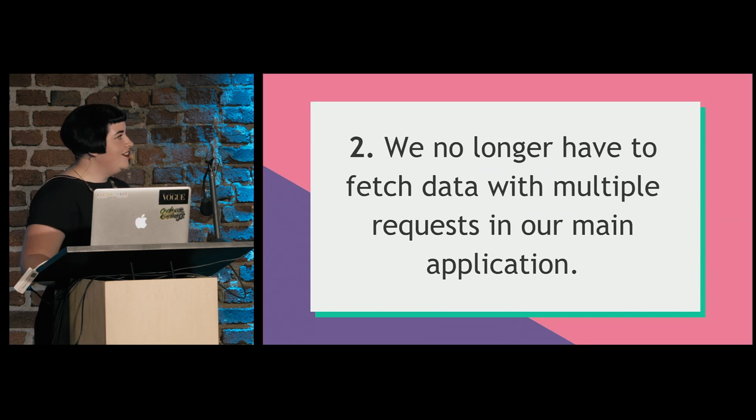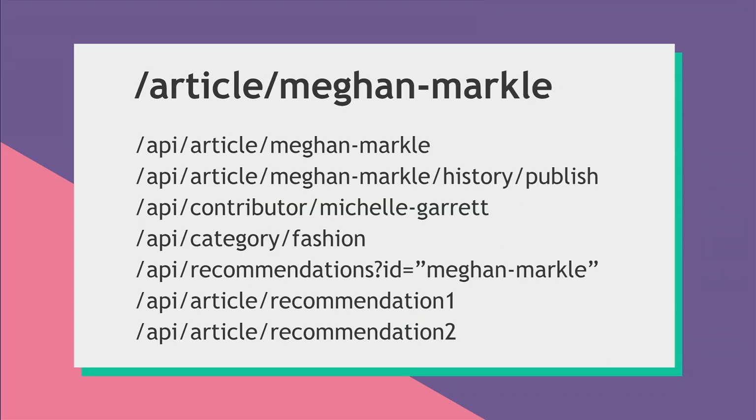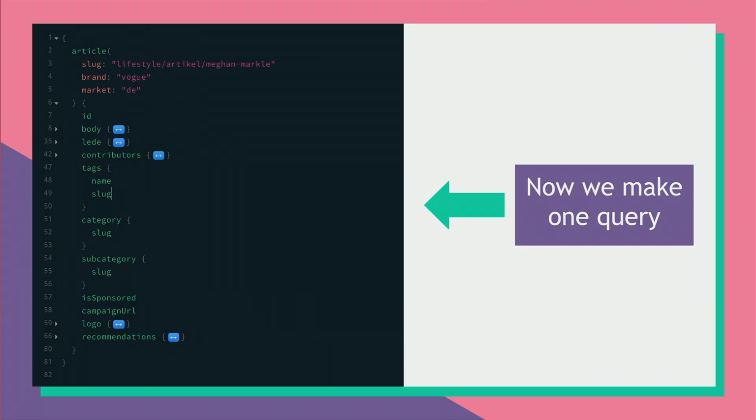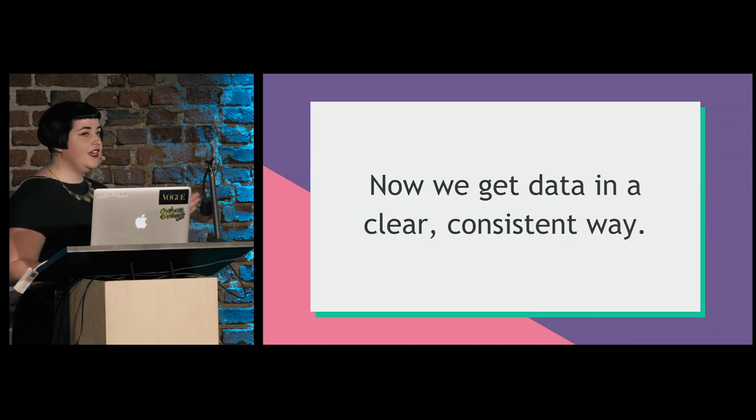Another benefit is that we no longer have to fetch data with multiple requests inside our main application. So if you remember the Meghan Markle incident from earlier, now, instead of making all those requests, we make a single query. We write a list of the data that we want. So say we want the ID, the body, the tags, the categories, and various other things. We want the recommendations. And it will give us that data, no questions asked, like a shady deal. But it will just give it to us all in one go, and we don't have to make all those different requests. So now we get the data in a really clear and consistent way inside our React app.